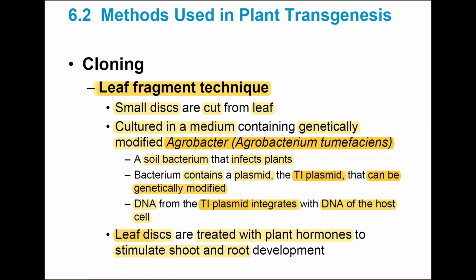Small discs are cut from leaves, cultured in media containing genetically modified agrobacter. This is a bacterium that infects plants. And it causes something called a crown gall tumor. So if you look at, I should show a picture. Like you can go into your backyard or a park or something, and some big old elm or oak tree, and you'll see this huge sort of knobbly growth coming out of the side. That is a crown gall tumor caused by this bacterium. Okay? So agrobacter is Agrobacterium tumefaciens, the soil bacterium that infects plants.